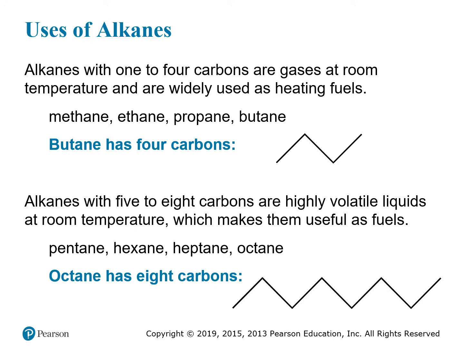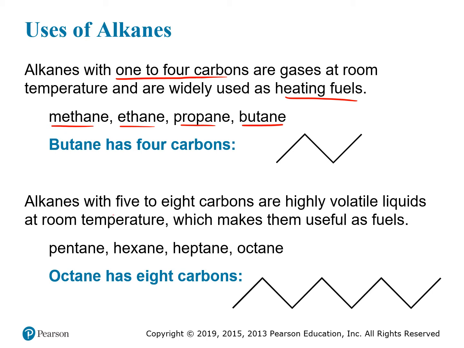One of the most obvious properties of an alkane is its physical state. Is it a solid, liquid, or a gas? This physical state is also going to be a key factor in determining what we can use the alkane for. So for example, the smaller alkanes with between 1 and 4 carbons, in other words methane, ethane, propane, and butane, are all gases at room temperature, and they're widely used as heating fuels from compressed tanks.